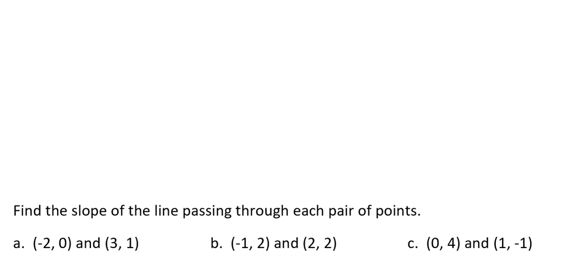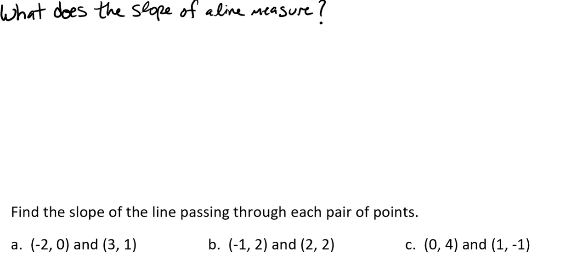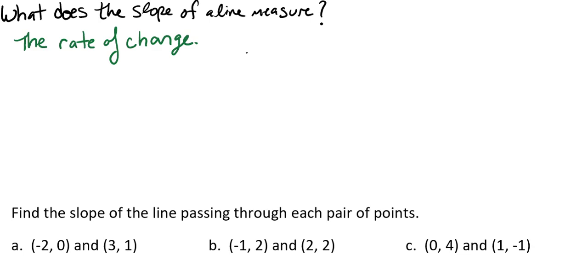In this video, we're going to be talking about slope. So what exactly is it the slope of a line measures? The slope of a line measures the rate of change. Now there are 4 different types of slope.